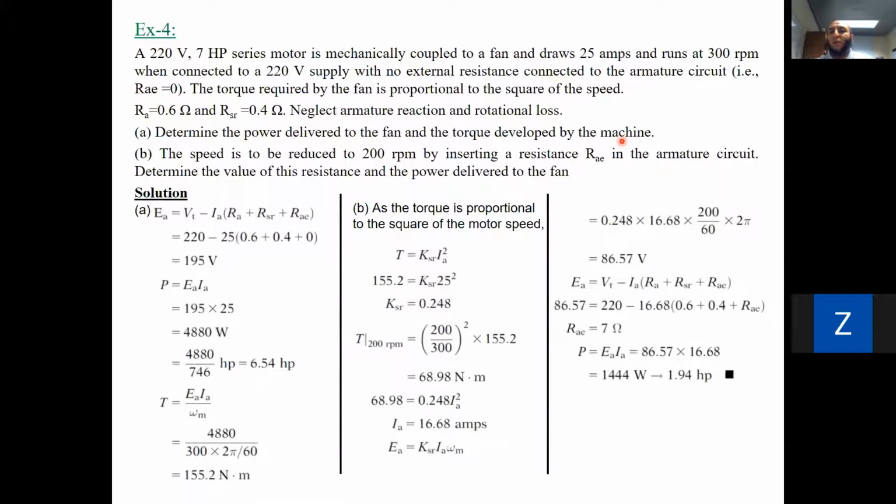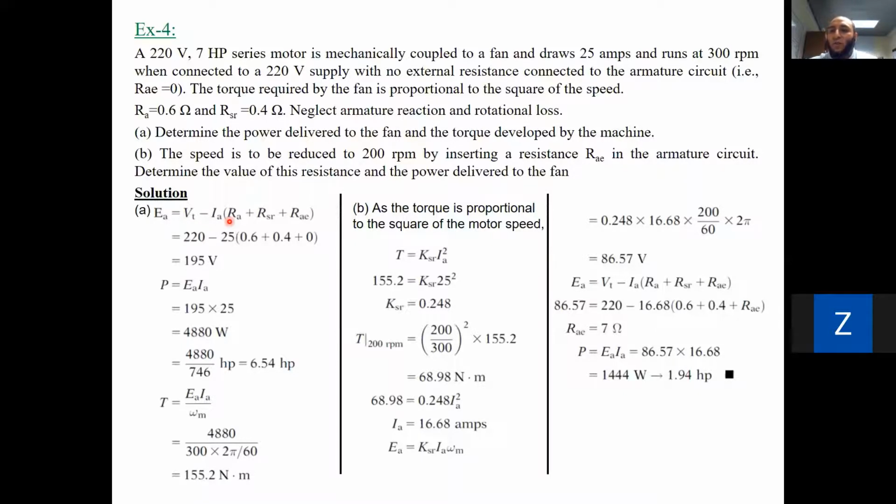It's required to get the developed power and torque at the full load case, which is given in the problem. So simply, we have the armature current, which is 25 amps, and we have the speed also, which is 300 RPM. So we can calculate EA, which is equal to V terminal minus I multiplied by all the resistances of the series motor.